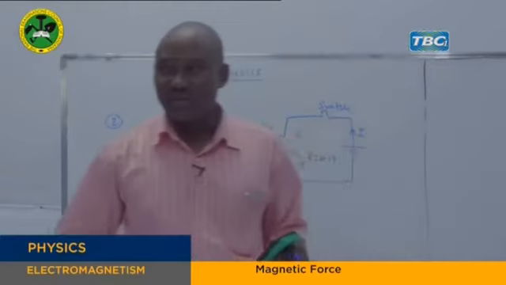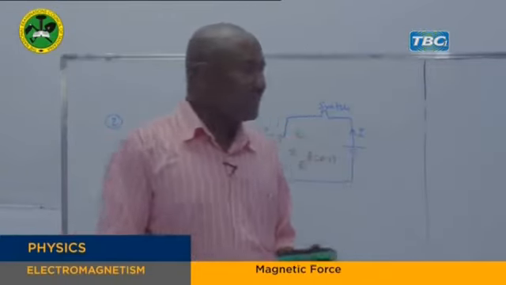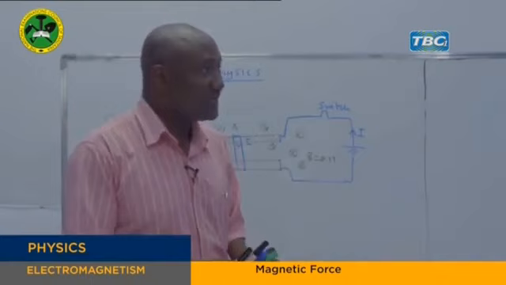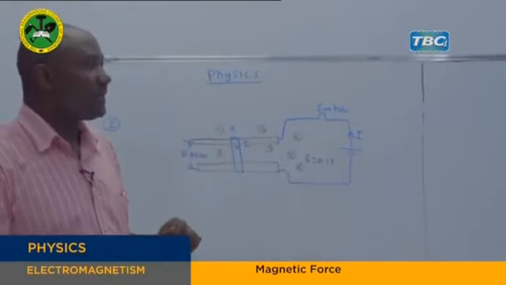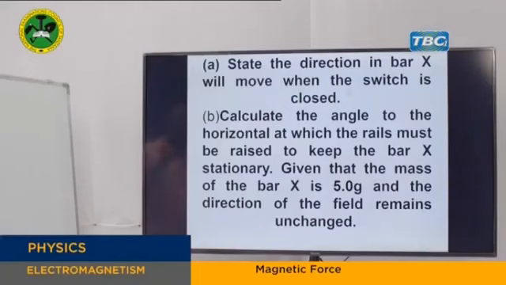Now let's see the questions. Part one, A: state the direction in which bar X will move when the switch is closed.